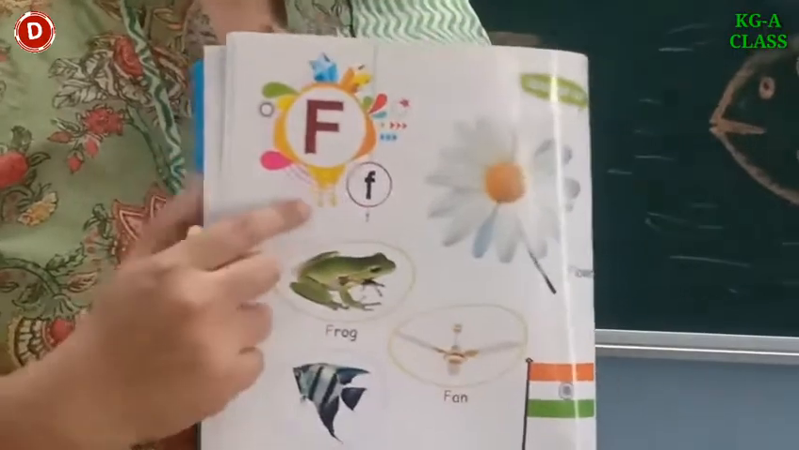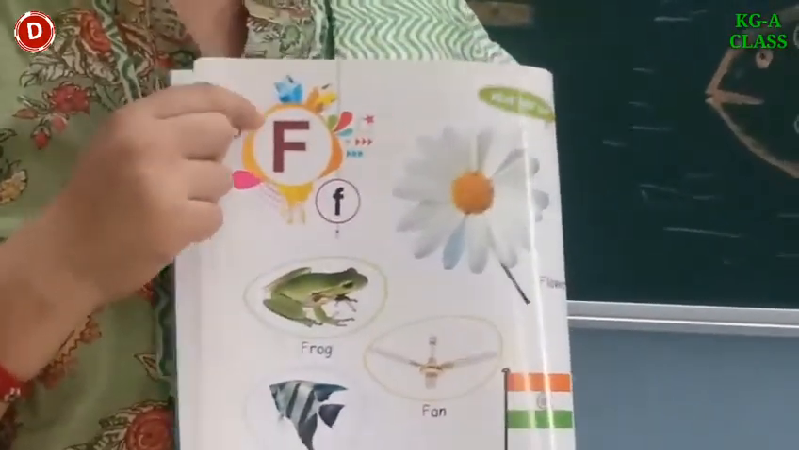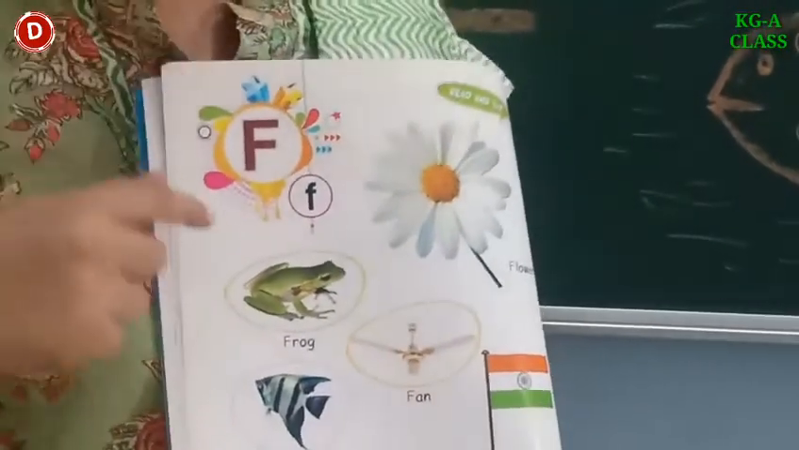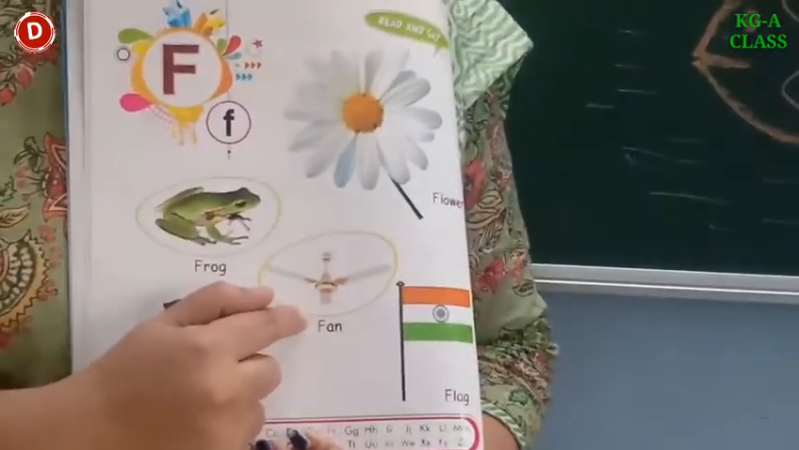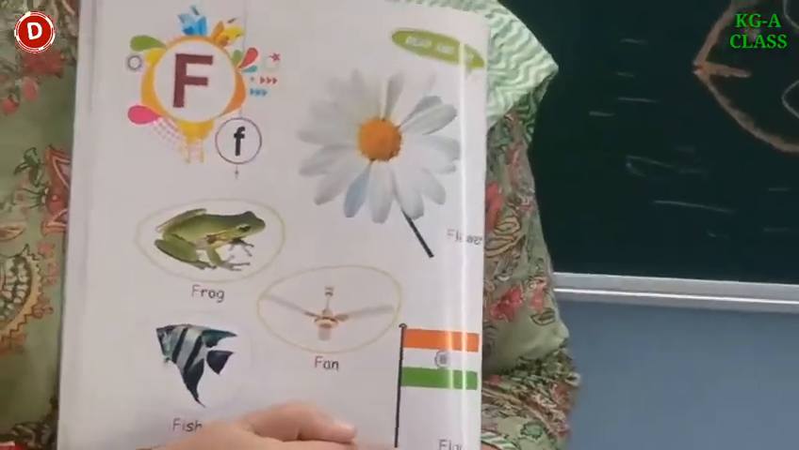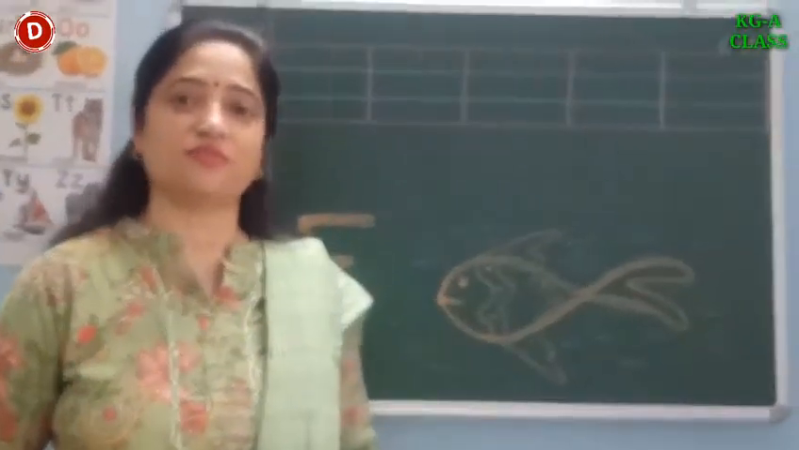Okay, so let's say it again. There are many things which start with the letter F. F for frog, F for fish, F for flower, F for fan, and F for flag. I hope now you are able to recognize the things which start with the letter F.